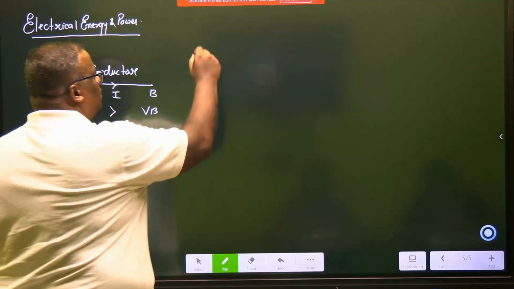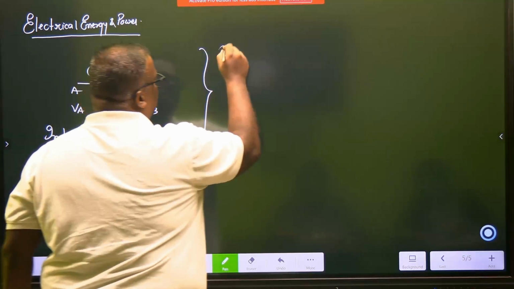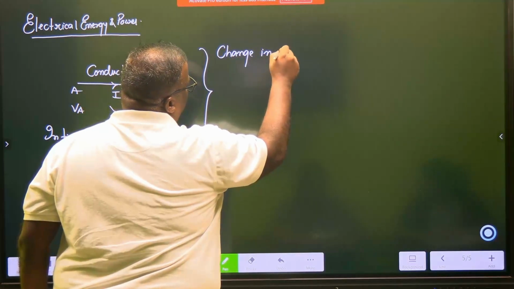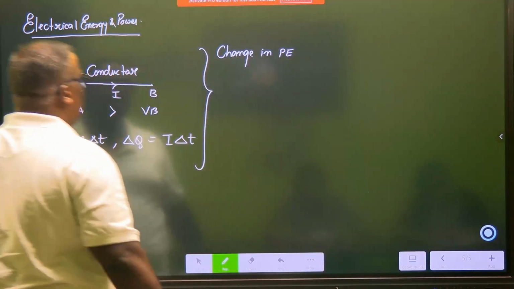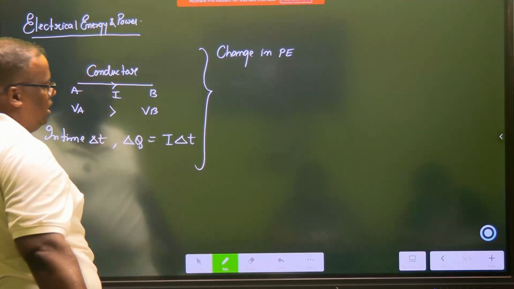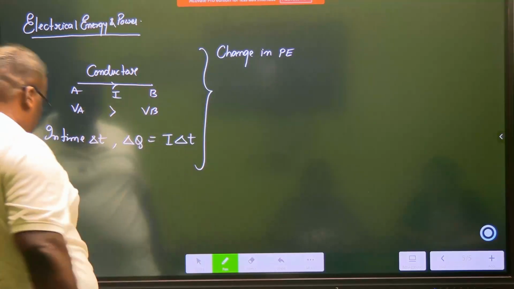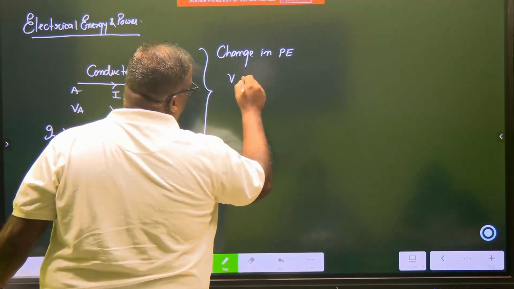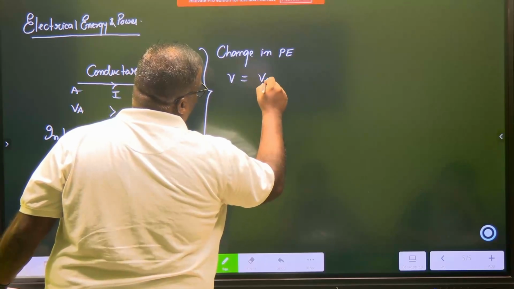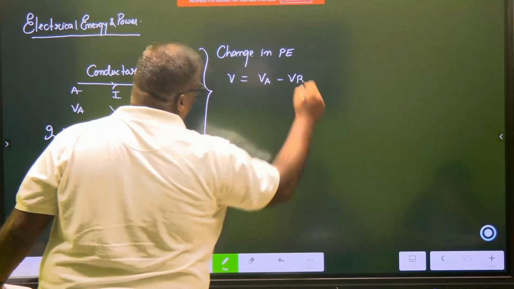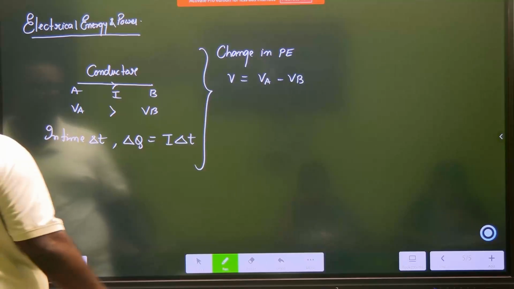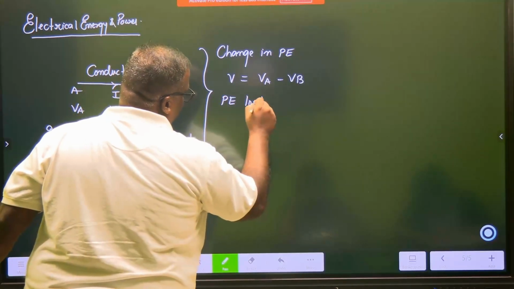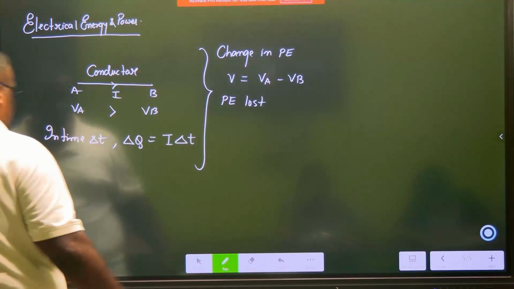At this moment, if we see the change in potential energy, when the current is flowing, the current flows because this end is maintained at the higher potential, this end is maintained at the lower potential. So there will be a potential energy change. So we say the change is equal to V at A minus V at B, because A is maintained at a higher potential. So the potential energy lost by the charge.